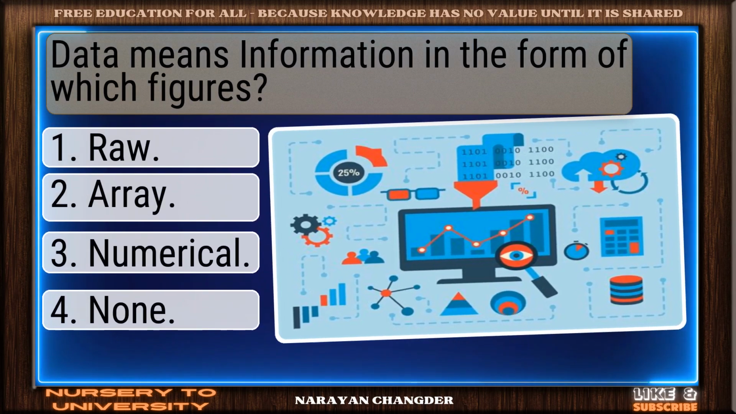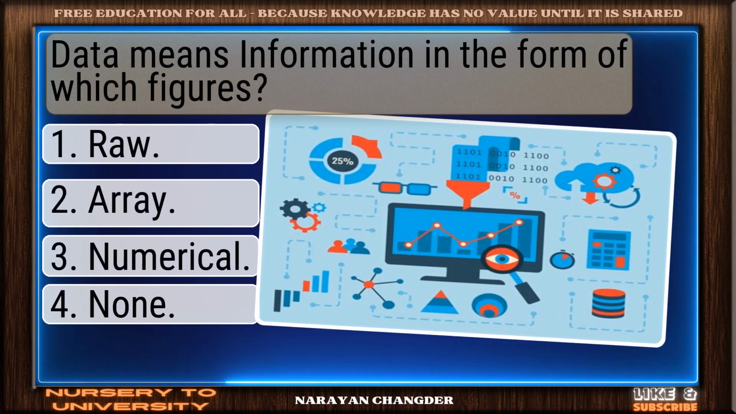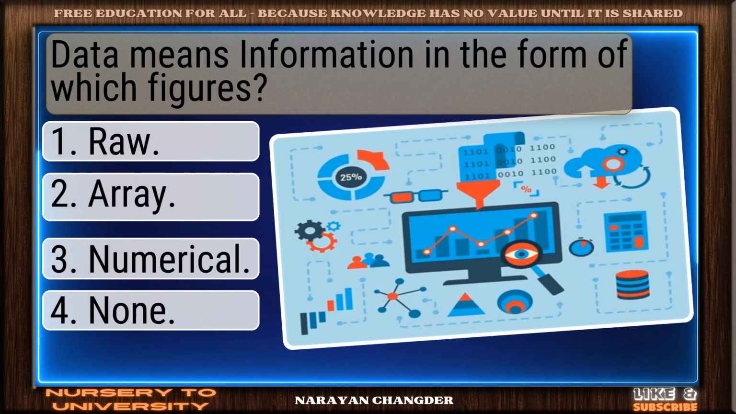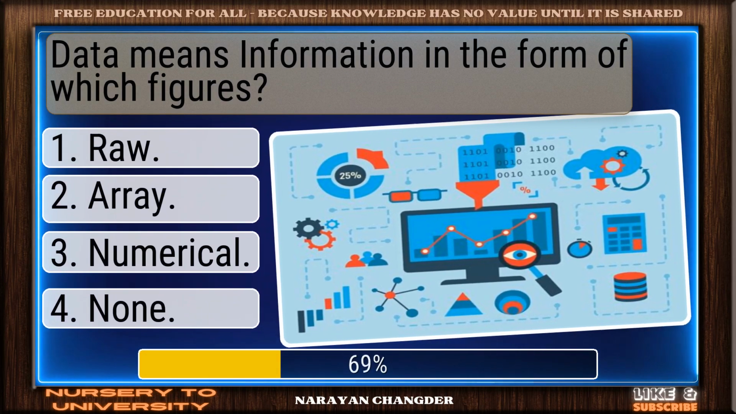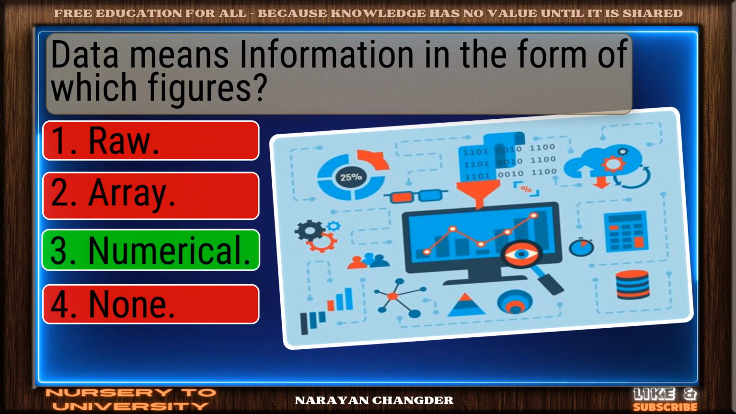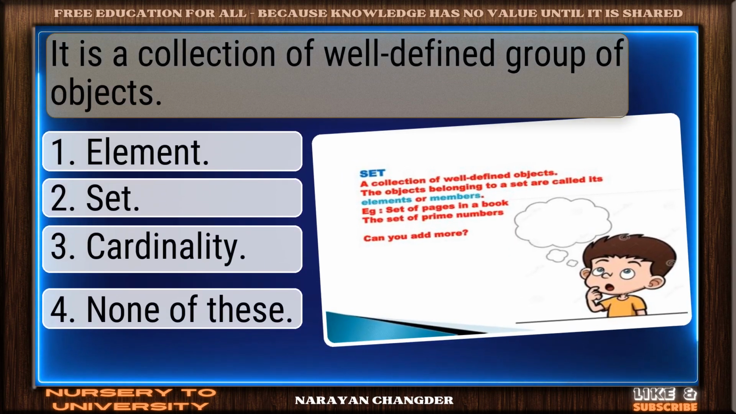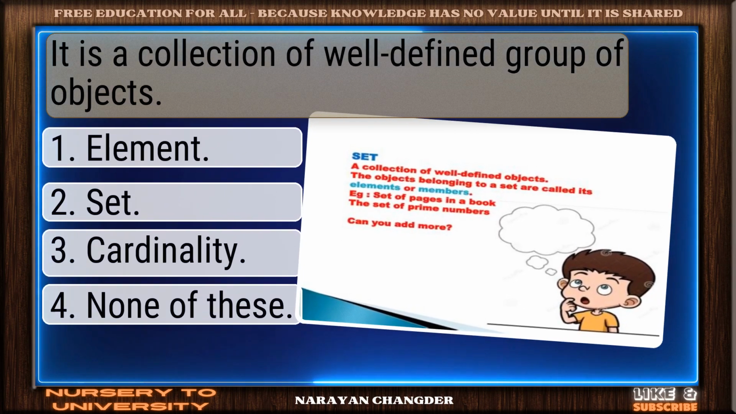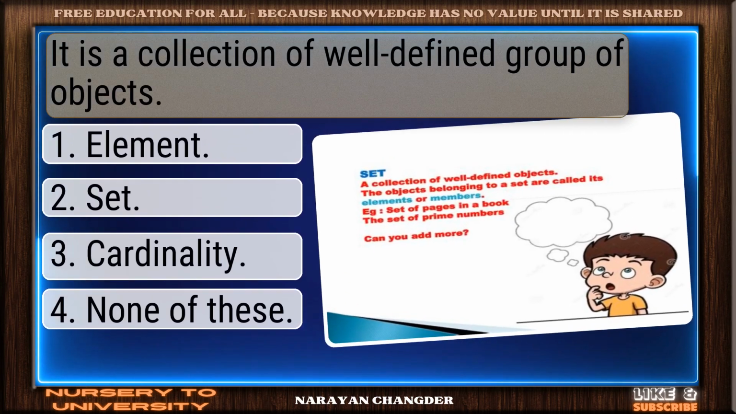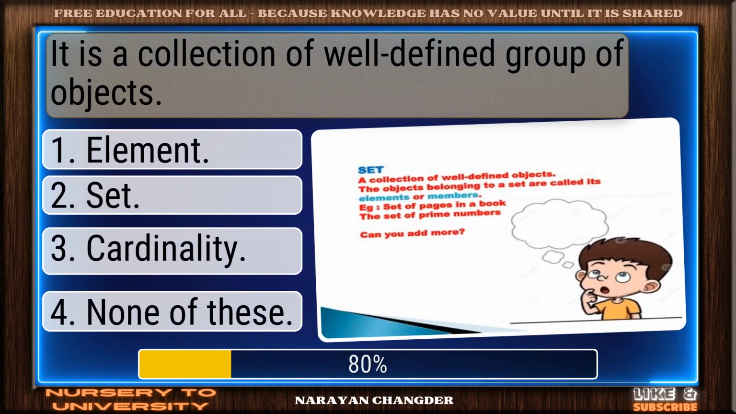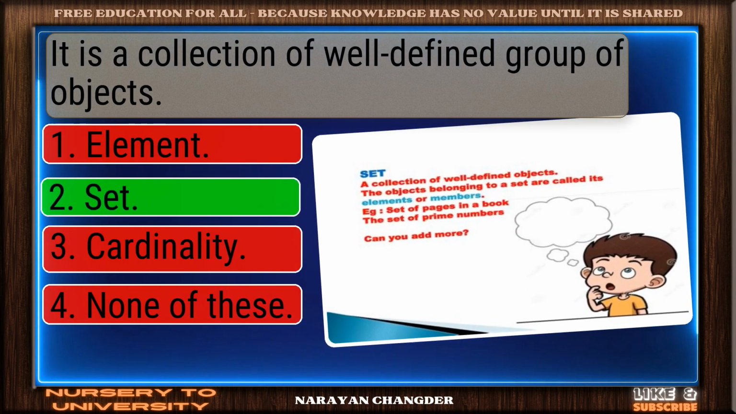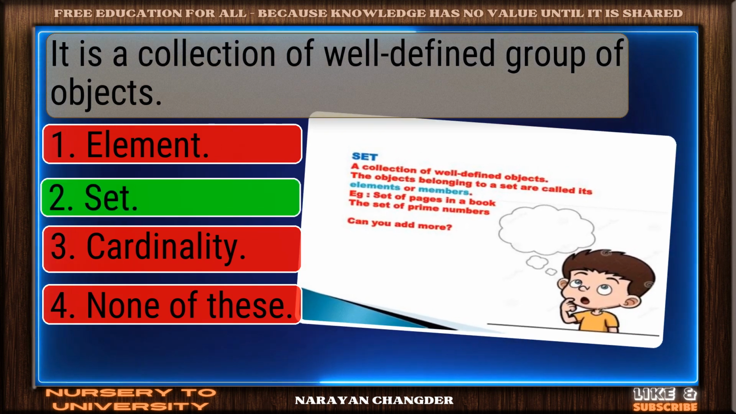Question number 158. Data means information in the form of which figures? Well reasoned. Numerical is the correct choice. Question number 159. It is a collection of well-defined group of objects. Exactly. Set makes sense, and it is the right choice.